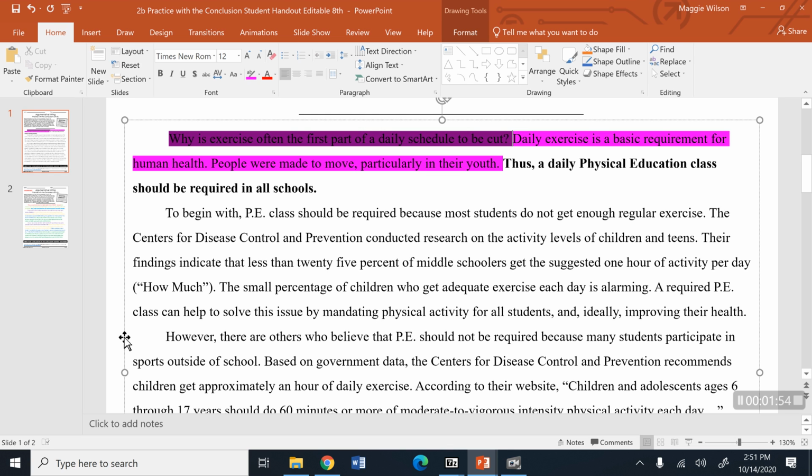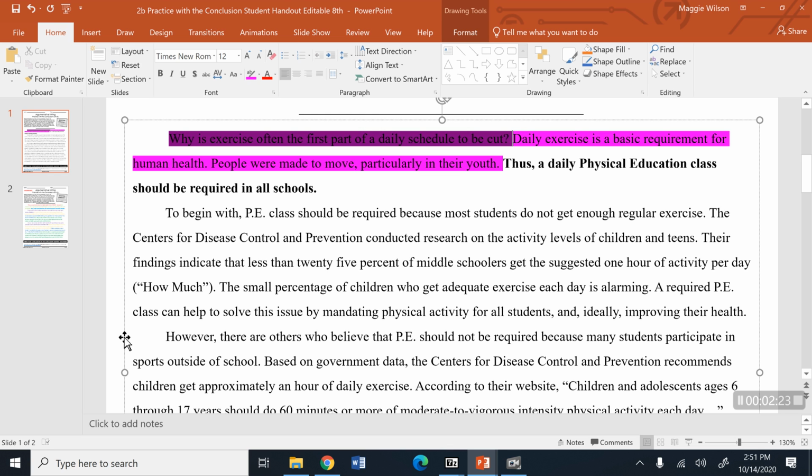So let's look at this body paragraph. It says, to begin with, PE class should be required because most students do not get enough regular exercise. The Centers for Disease Control and Prevention conducted research on the activity levels of children and teens. Their findings indicate that less than 25% of middle schoolers get the suggested 1 hour of activity per day. The small percentage of children who get adequate exercise each day is alarming. A required PE class can help to solve this issue by mandating physical activity for all students and ideally improving their health.